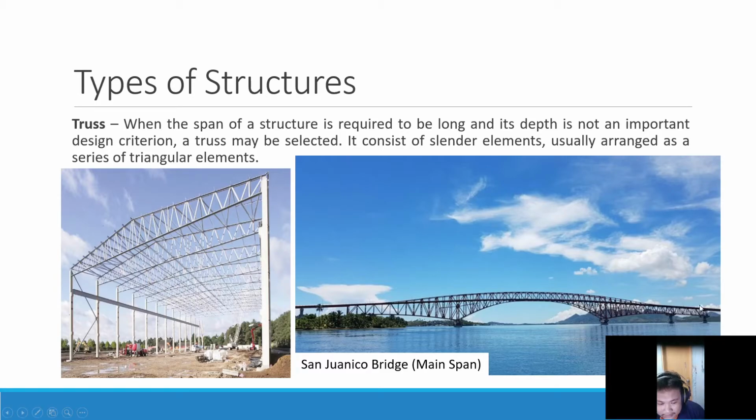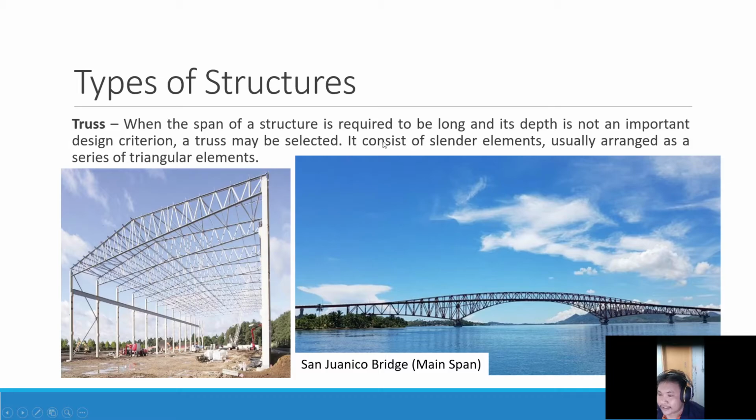We have the main span and others. As you can see in the main span, makikita nyo walang consideration sa kanyang depth. Bahala na, since itong truss na ito is kailangan para sa long span. So it was used in San Juanico Bridge, another sikat na monument ng ating kasaysayan, the longest bridge in the Philippines.